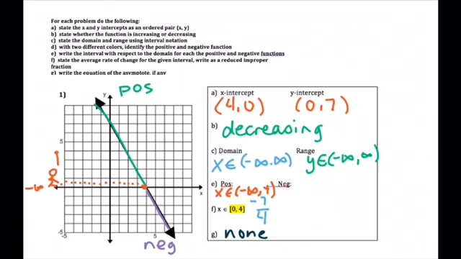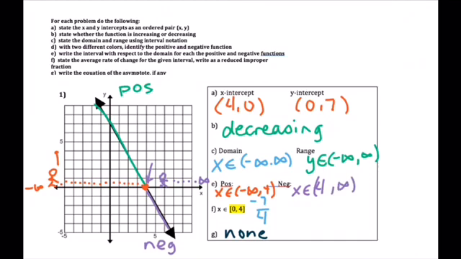So at this point right here, that's where it stops being negative. Then at this point, it stops being positive. It starts being negative here. So the negative is going to be as long as x is from 4, and then walk along till the rest of the time, so until you get to infinity.